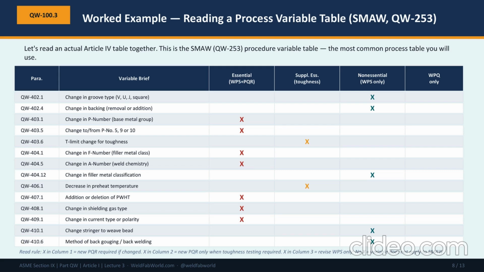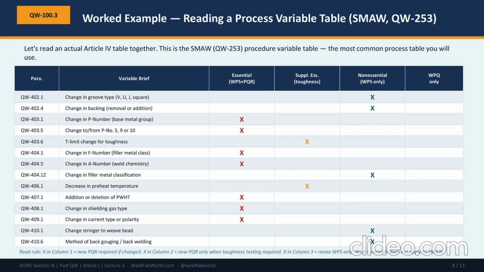Now let's make the 4-column system concrete by reading an actual table together. We are looking at a portion of QW253, the procedure variable table for shielded metal arc welding, SMAW. This is the most common welding process table in Section IX and the one most engineers encounter first. I am going to walk you through each row and tell you exactly what it means in practice.